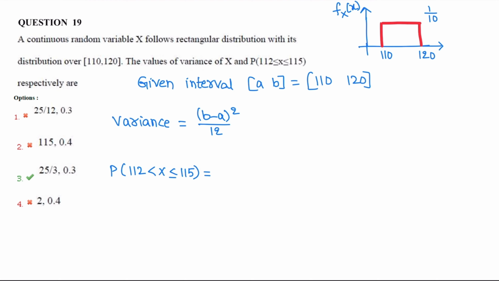In the question, the interval a comma b is 110 comma 120. Now the amplitude of the function, we can calculate from this. The amplitude of the function is 1 by (b minus a), so 1 by (120 minus 110), that is 1 by 10. So amplitude here is 1 by 10.